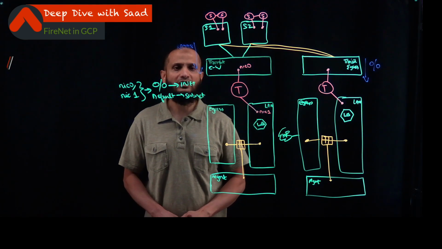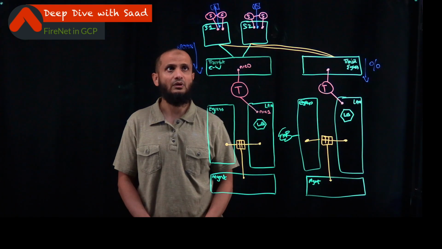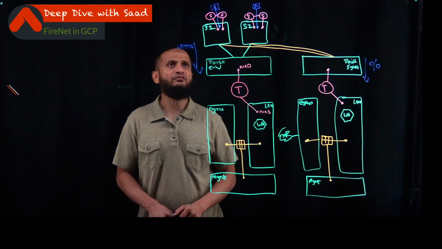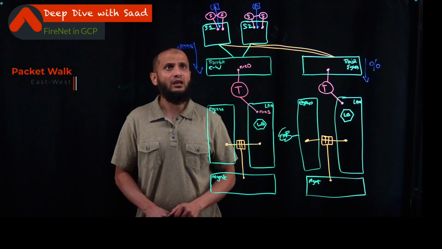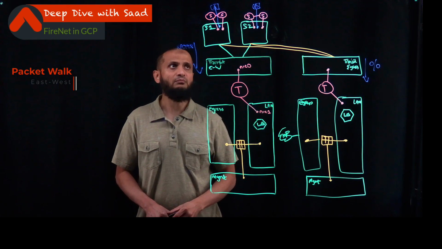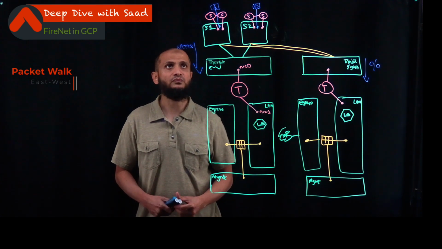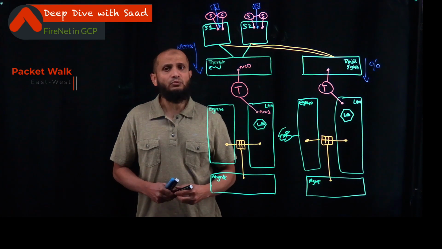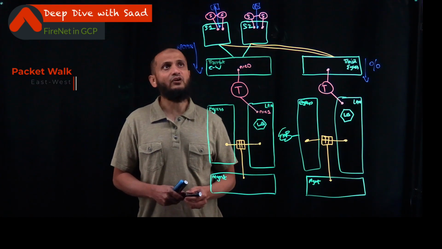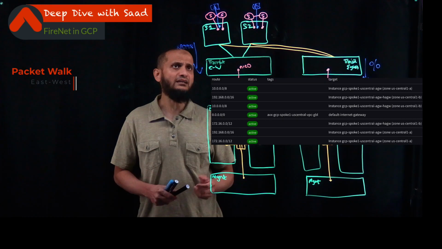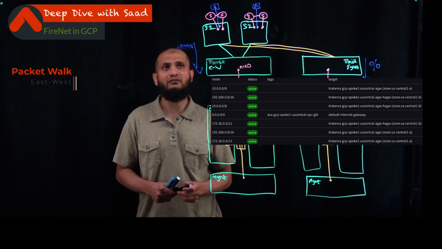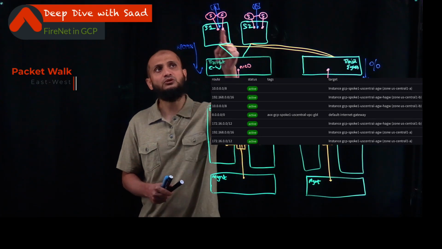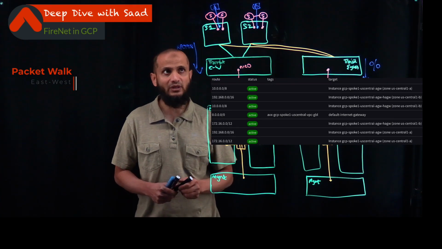Now let's do a quick packet walk. Let's assume VM A wants to communicate with VM B. VM A is in spoke 1 and VM B is in spoke 2. The local route table for VM A has the RFC 1918 summary route, which is configured by the Aviatrix controller, and it will be pointing towards one of these spoke gateways.